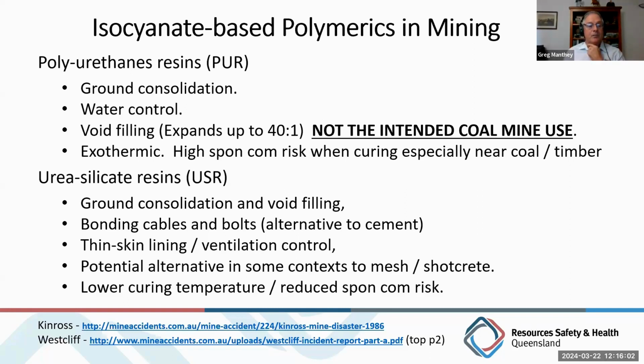There are a couple of links at the bottom of this slide to historical underground fires that have a connection with polyurethanes, and the Westcliff fire, at the bottom there, was directly due to a large block of polyurethane that was curing and generated enough heat to set itself alight. So they are a fire risk as well as a ventilation risk.